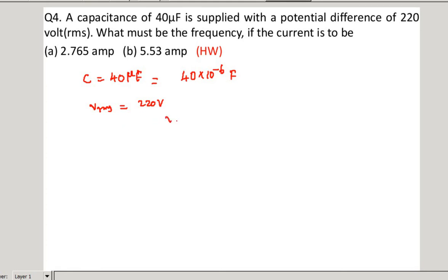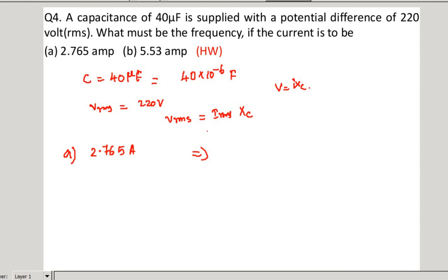So, what is the expression? Vrms is equal to Irms into Xc. We know that for a purely capacitive circuit, V is equal to I into Xc. So, Vrms will be equal to Irms into Xc. What must be the frequency if the current is to be, the first question, A, 2.765 amperes? So, when current is 2.765 amperes, what must be the frequency?